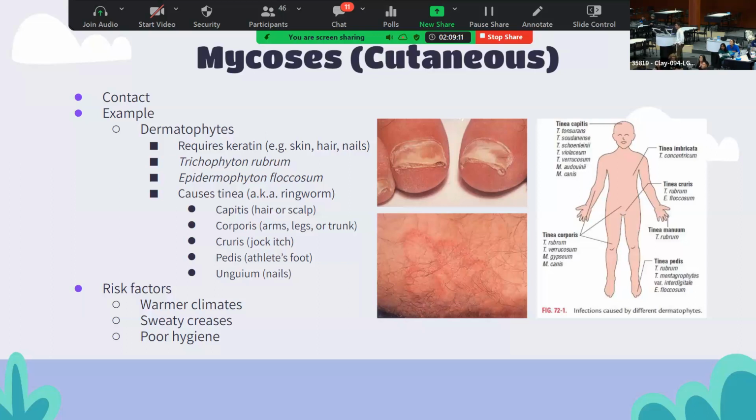They cause tinea, which is also known as ringworm, because it forms ring-like lesions on your skin. The second word in tinea usually refers to where it is. So tinea capitis is in the hair and scalp, tinea pedis is athlete's foot, on the foot, and tinea unguium is the nails. Risk factors for this are warmer climate, just because they like warmer areas, sweaty creases, and poor hygiene.